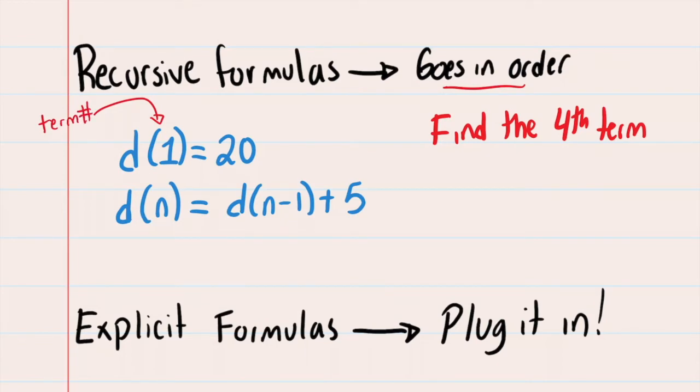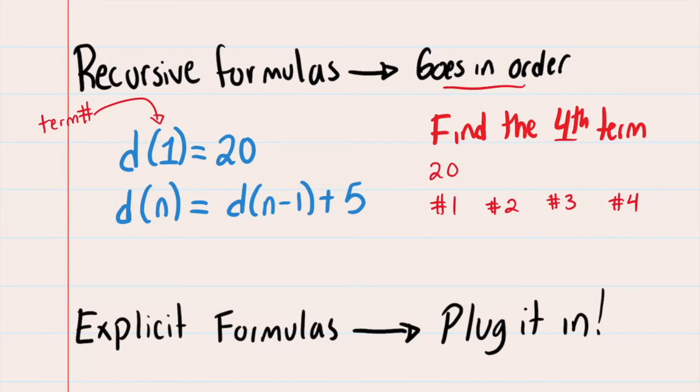So what number are you always talking about? The first one. That means the first term, the first number in my sequence, is going to be 20, right? And you want to find the fourth one. So we want to get all the way to number 4, the fourth number in the sequence. This is the one we're trying to find. Now with recursive, you need to go in order to find it.